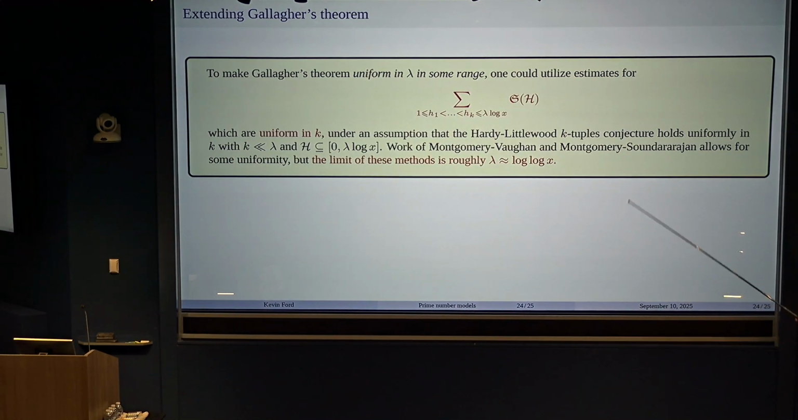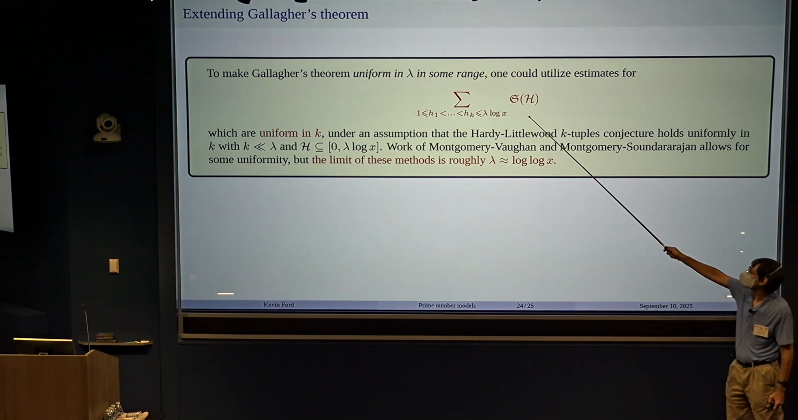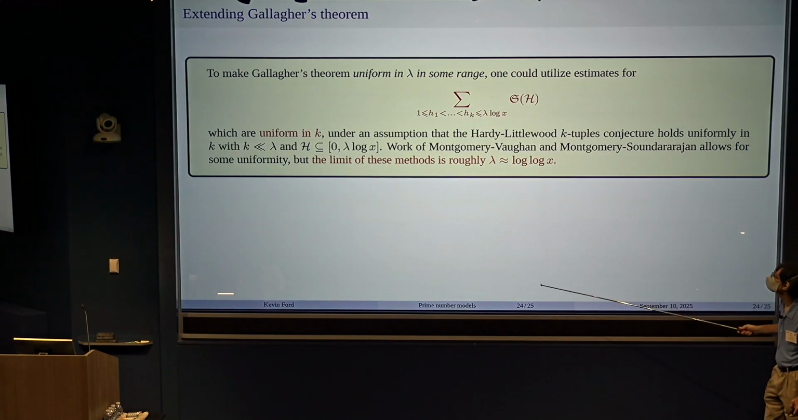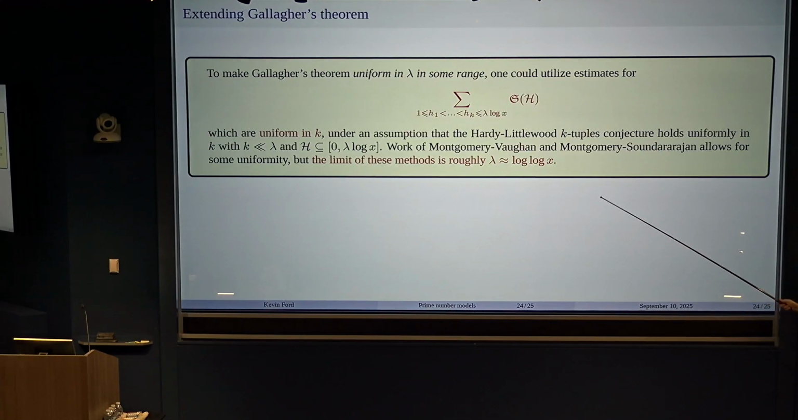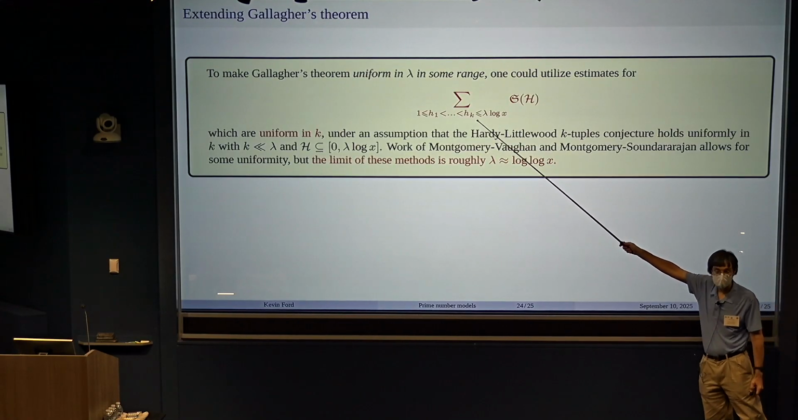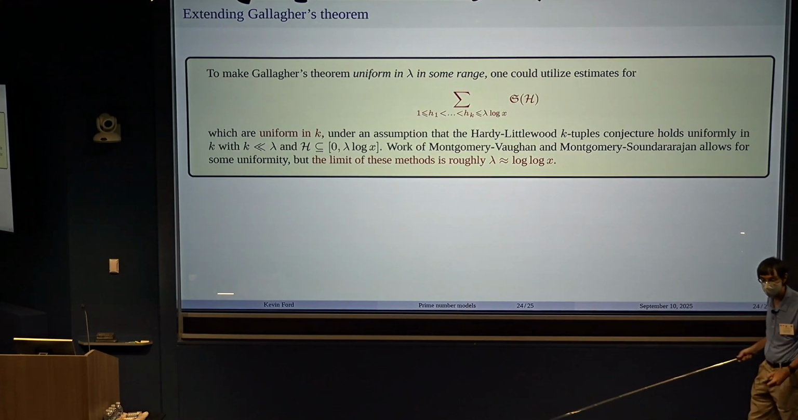So Gallagher's proof relied on an average of the singular series over certain k-tuples. This was extended by various people, but it's very hard to make this uniform in k. The uniformity in k is the key idea here.